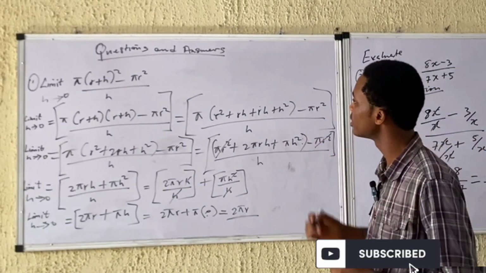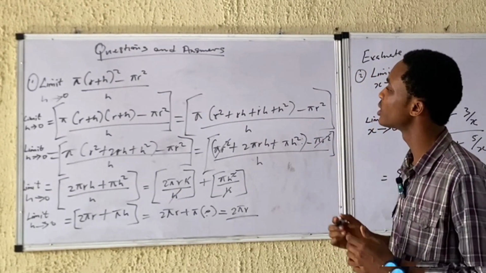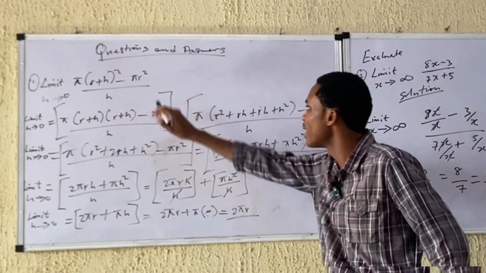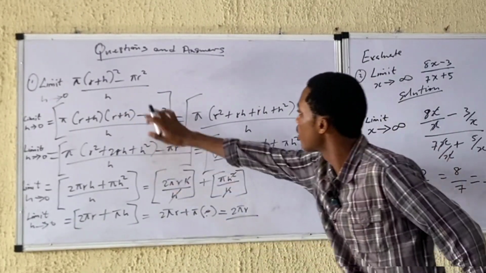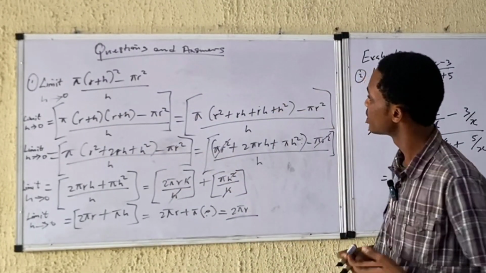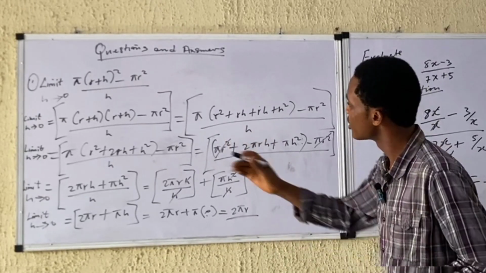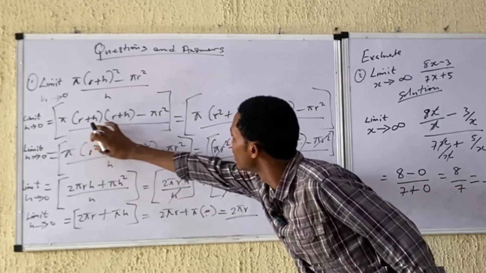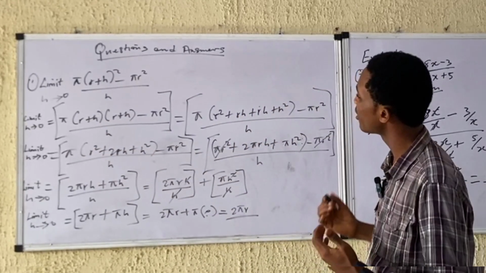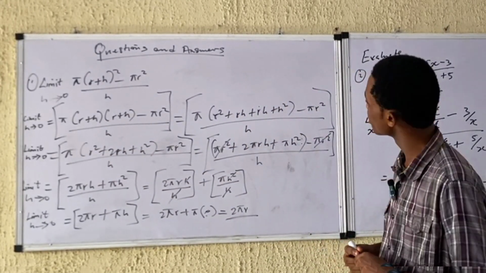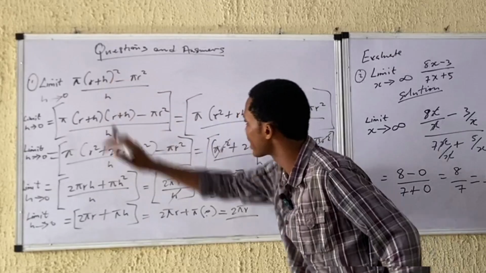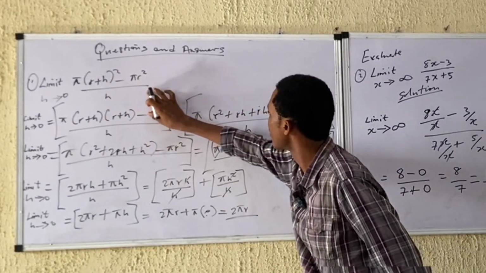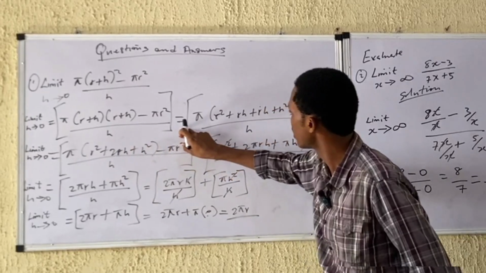First, look at the question. Pi bracket open a plus h bracket close raised to power 2 minus pi a square all over h. Now, seeing this, limit as h approaches 0 equals pi. Mind that before you proceed with questions like this, you open the bracket. As you open the bracket, you have this minus pi a square all over h equal to.